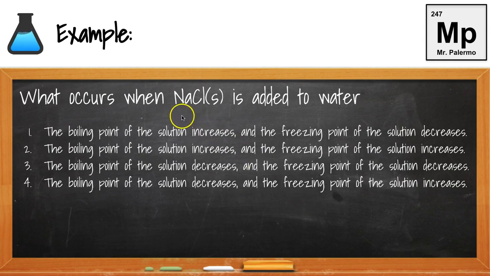So now if we're adding an ionic substance to water, we know it's going to break apart into two ions. This is going to affect our boiling point and our freezing point. What does it do? Well, boiling point elevation is going to elevate the boiling point, so that's going to increase. So it's either choice 1 or 2. And then it's going to depress the freezing point. Freezing point is going to go down, and so that's going to be choice 1. The boiling point of the solution increases and the freezing point decreases.